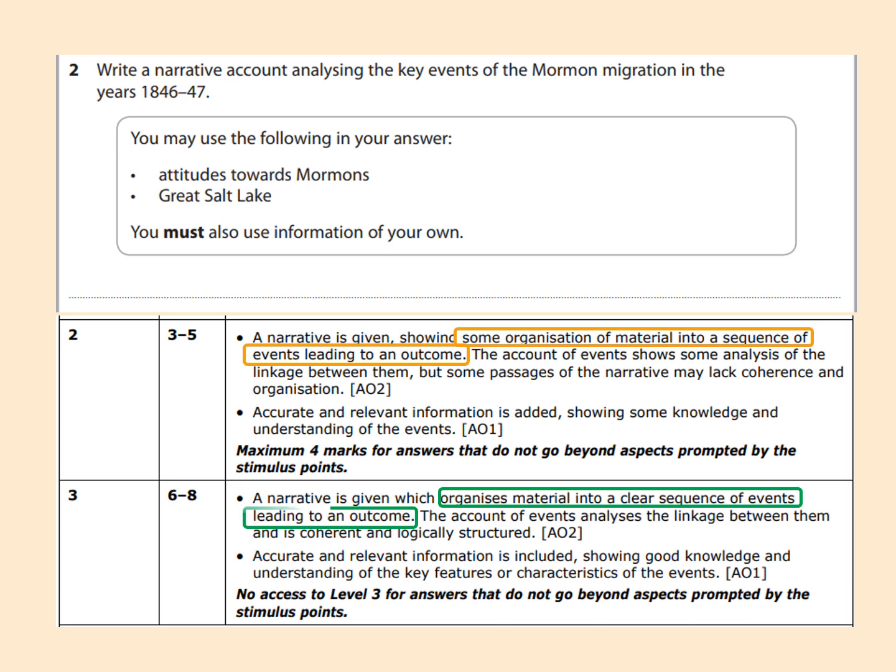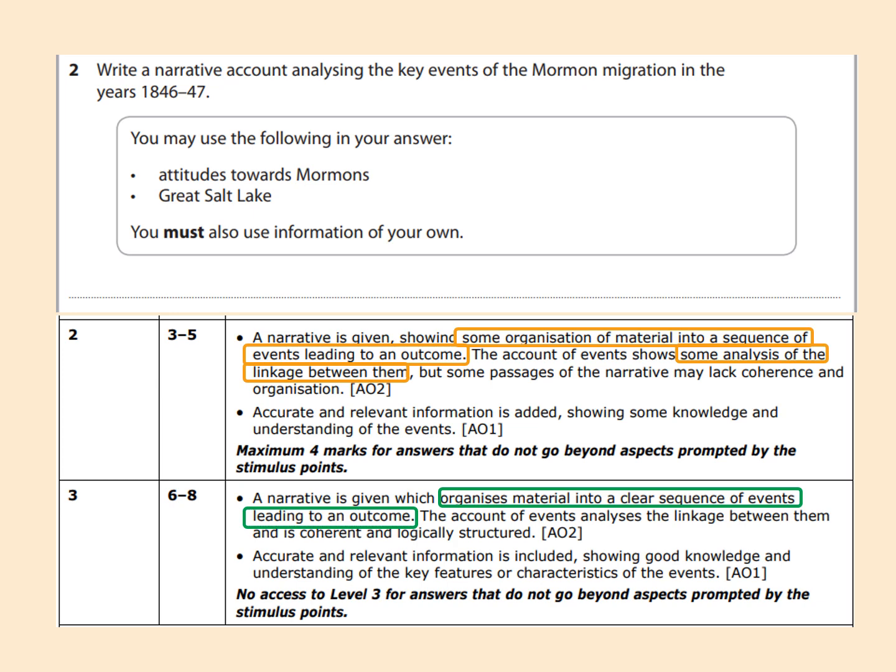It organises the material into a clear sequence of events, so there isn't any muddling up here or getting anything at all unclear. Again, it's still leading to an outcome though. What about next? Well, in level 3, it says that there is some analysis of the linkage between them. So even in level 3, you should be explaining how one event leads to another.